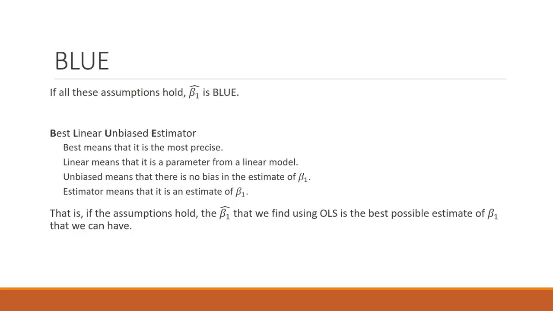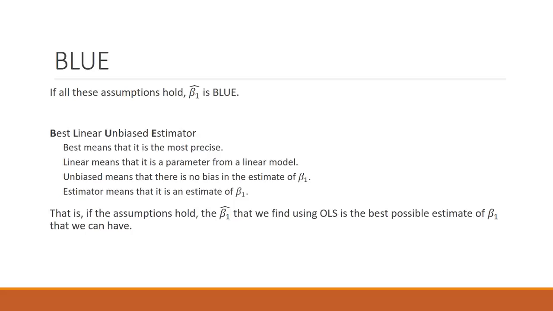It's linear. Again, that just means that it's a parameter from a linear model. And unbiased means that there is no bias in the estimate of beta 1. That's what we talked about last time. If there's no omitted variable bias, then the estimate will be unbiased. And it's an estimator because it's an estimate of the true beta 1. So we want beta 1 hat to be BLUE, the best linear unbiased estimator.